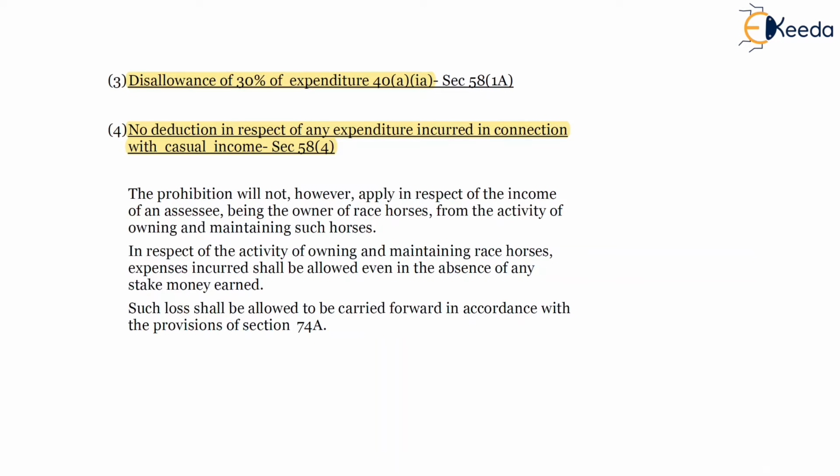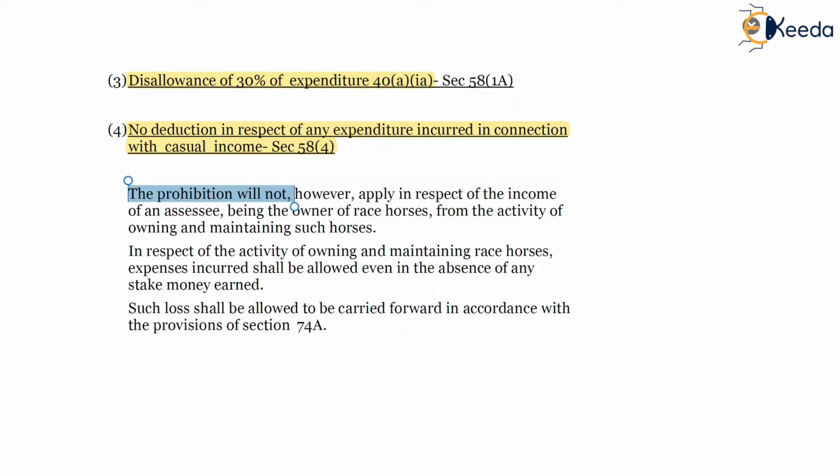And if there is any loss, meaning if there is no stake money income which is nil during the previous year, however, let's say for example there is an expenditure of 100 rupees, so there is a loss from business of owning and maintaining of horse races during the previous year of 100. This 100 rupees loss can be carried forward to the next financial year as per section 74A. However, it will be allowed to be set off only against income from owning and maintaining of horse races. This is coming from section 74A on your screen.